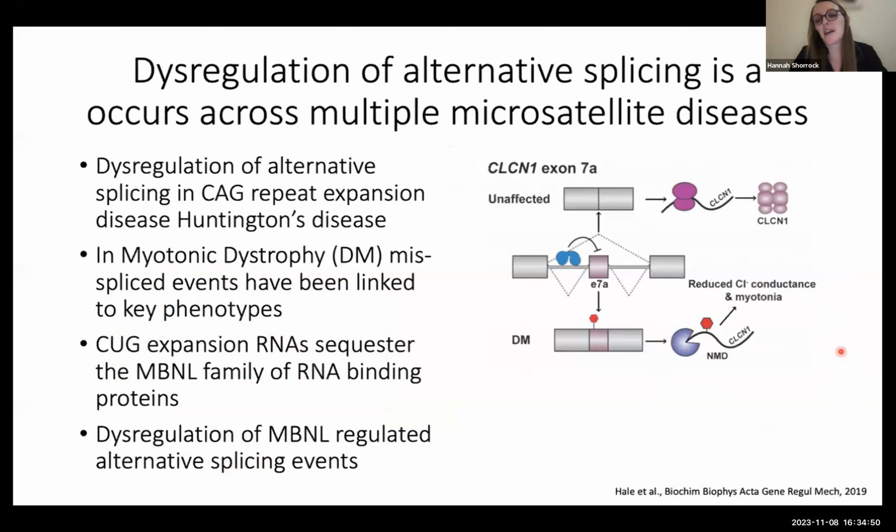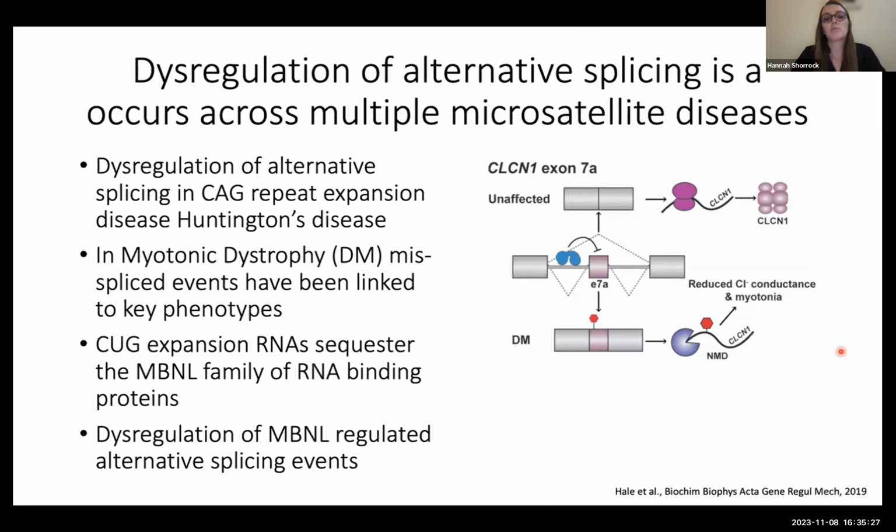So these CAG expansion SCAs belong to a much larger family of diseases called microsatellite expansion diseases. And when we think about dysregulation of alternative splicing across microsatellite diseases, it's something that's been reasonably well studied in other diseases. So recently, there's been several reports of dysregulation of alternative splicing in the CAG repeat expansion disease, Huntington's disease. But most notably and very well studied is that in myotonic dystrophy, we know that misspliced events have been linked to key phenotypes. So myotonic dystrophy type 1 is caused by a CTG repeat expansion.